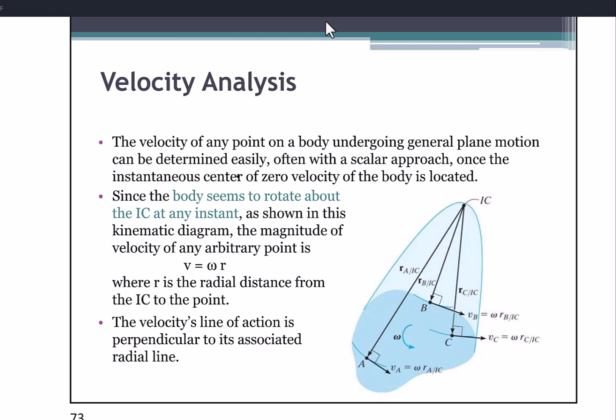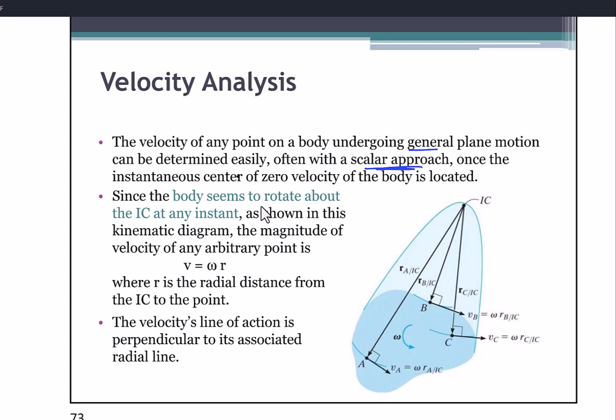Now, to analyze this situation, let's look at the velocity of any point on the body undergoing general plane motion. So general plane motion means it has translation as well as rotation. So we can determine this by the scalar approach, two approaches. In the scalar approach, once the instantaneous center of zero velocity is located, we can use these as scalars. We sum over each direction. We said X, Y and Z, the I, J and K, we isolate them and we solve whatever unknown we have.